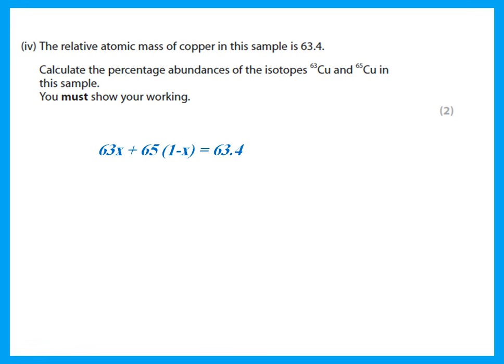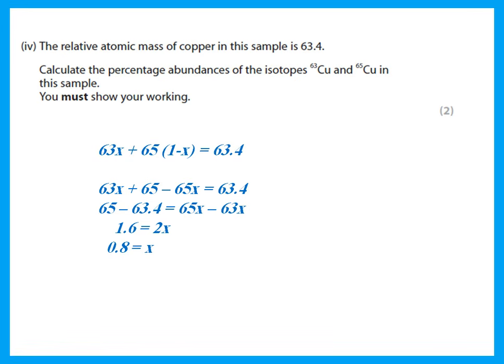percentage. Or you could write it x and the 100 minus x, but in that case the numbers are much bigger. So solve for x here, x comes out to be 0.8. That means that the copper 63 is 80% and the copper 65 is 20%.